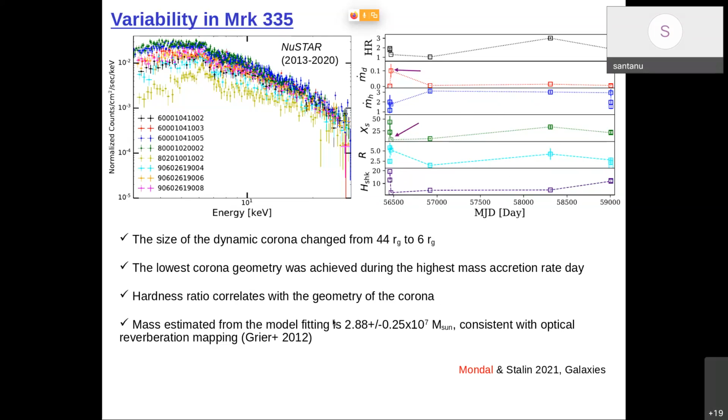As mass is a parameter in our model, we fitted the data. From the fitting of the data, we estimated the mass to be around 2.88 times 10^7 solar masses for the central black hole, and this mass is consistent with the optical reverberation mapping done by Grier in 2012.